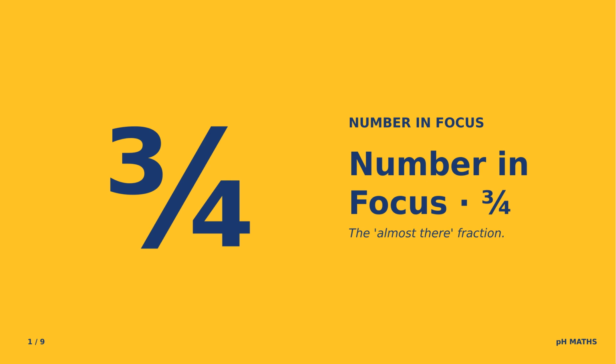Number in focus: 3/4. 3/4 is the almost there fraction, close to 1 but not quite, and it's the most common multiplier in compound depreciation questions. By the end of this video, you'll know how 3/4 runs every quartile 3 problem, every 25% off discount, and the famous Mercator style a quarter each year decay model.